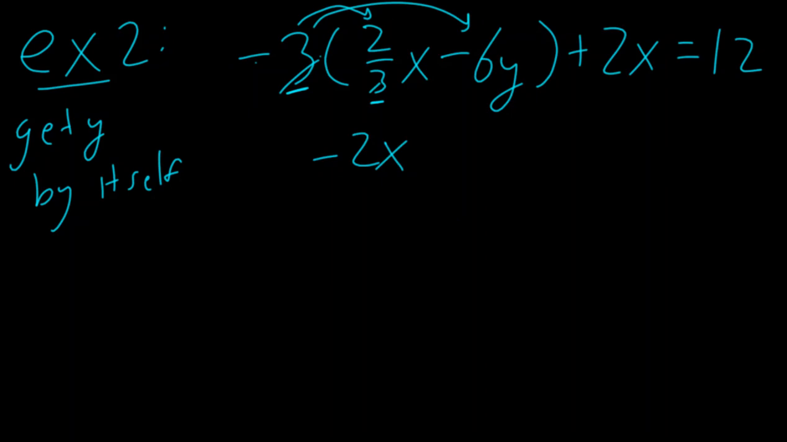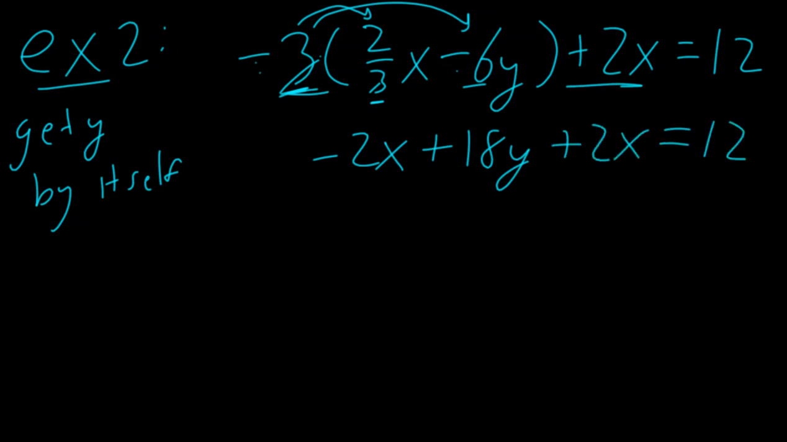Here we have negative 3 times negative 6. We know that negative times a negative is a positive, and of course 3 times 6 would be 18y. Now this negative 3, does it multiply by the 2x? The answer is no, because it's not inside the parentheses. So I drop my plus 2x is equal to 12.